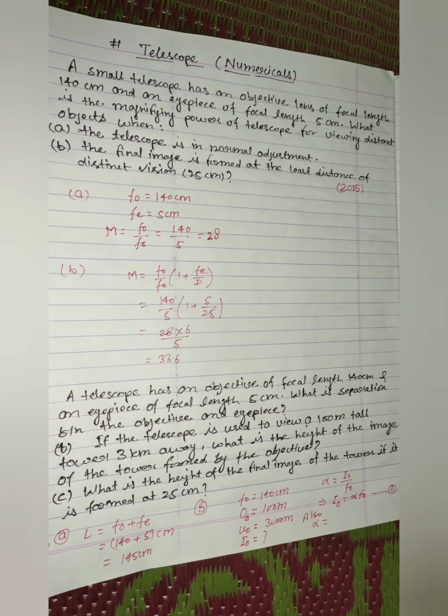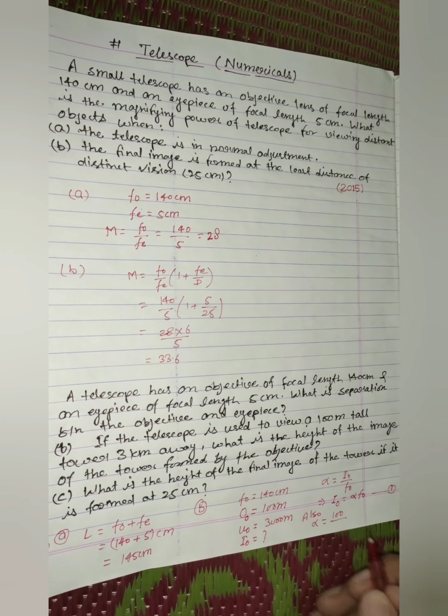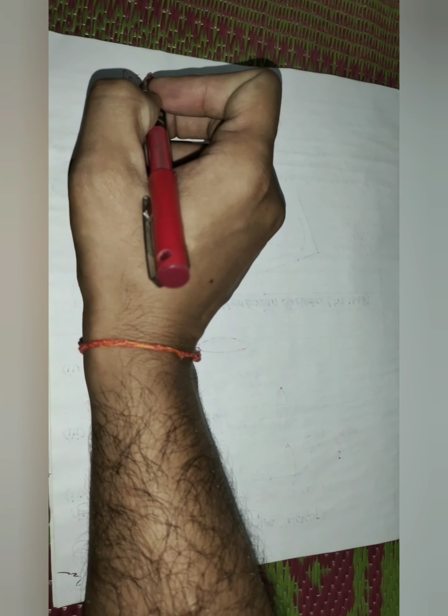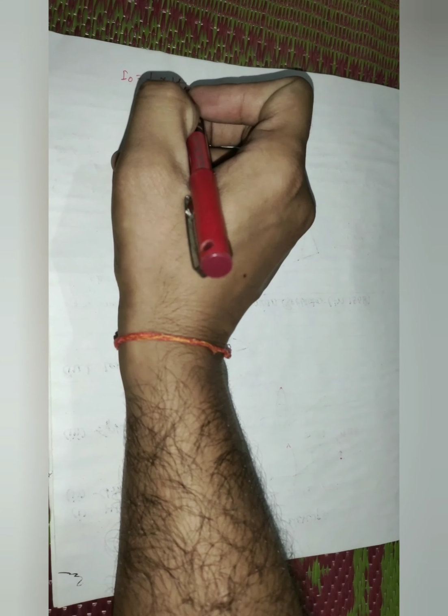Here the arc length will be the height of the object. The height of the object is the height of the tower, which is 100, upon the radius. Radius means the distance of the tower from the objective, which is 3000. So in this way we have alpha equals 1 upon 30. Thus if we use the value of alpha in the first equation, we get IO equals 1 upon 30 times FO, which is 140.